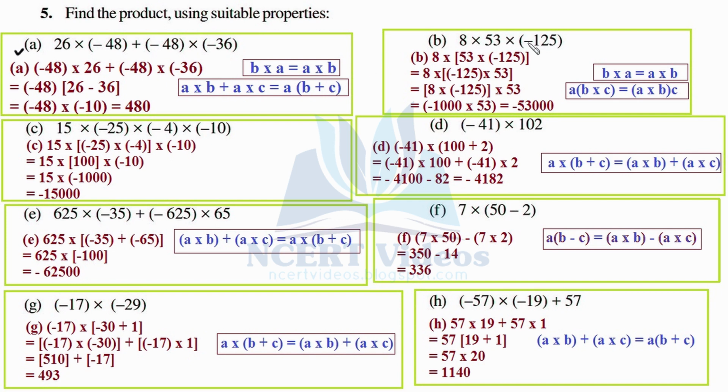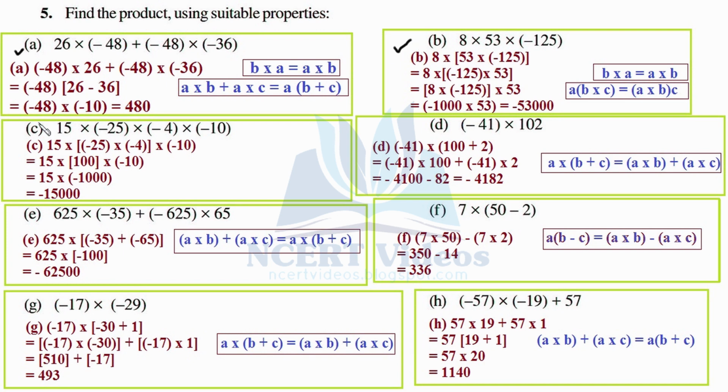B. Here again we will see first what step will make our calculation easy. If we multiply 125 with 8, then the number will come with zeros. That makes 1000. So we will try to achieve that. So we are just swapping the position, and this is allowed to us by b into a equals a into b. Now we can multiply minus 125 with 8. That gives you negative of 1000. When you multiply it with 53, it is simply attaching 3 zeros to 53. And plus minus is minus, therefore the answer is minus 53,000.